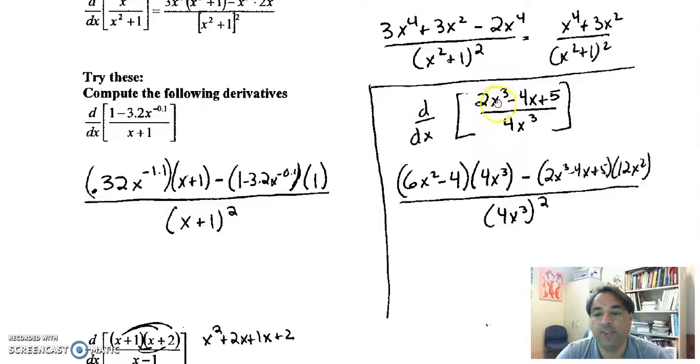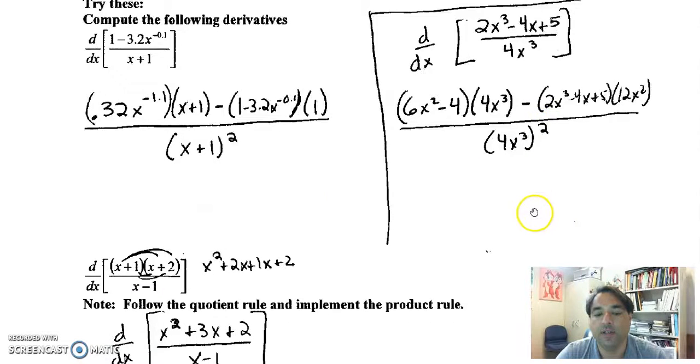Okay, so we'll do this other example here. If we're going to take the derivative of 2x to the third minus 4x plus 5 all over 4x cubed, well, we follow the formula. The derivative of the numerator, the derivative of 2x cubed is 6x squared. The derivative of minus 4x is minus 4. Derivative of 5 is 0. Times the original denominator, 4x cubed, subtraction, times the original numerator, times the derivative of the denominator. Derivative of 4x cubed would be 12x squared, all over the denominator, 4x cubed squared. And then again, you can simplify the numerator and simplify the denominator, but we're just going to practice the rule right now.